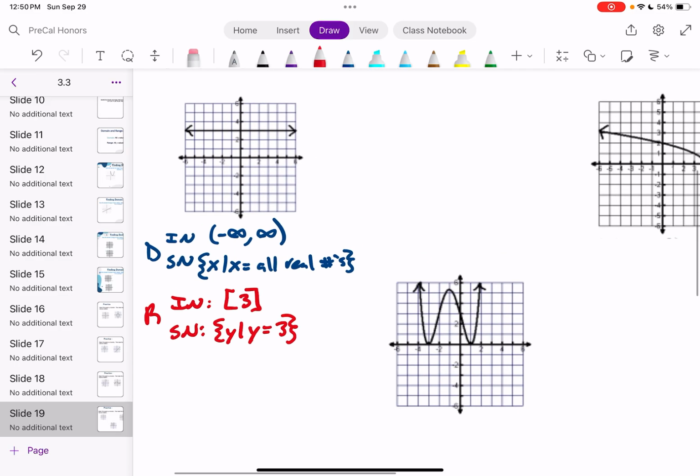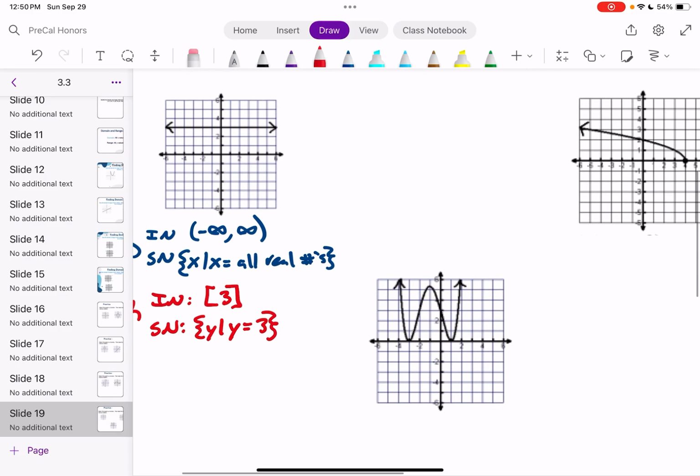Let's take a look at our next problem. In this case, our domain in interval notation, since that line continues to push towards the left and the right, would go from negative infinity to positive infinity. Our set notation would be x such that x is equal to all real numbers.